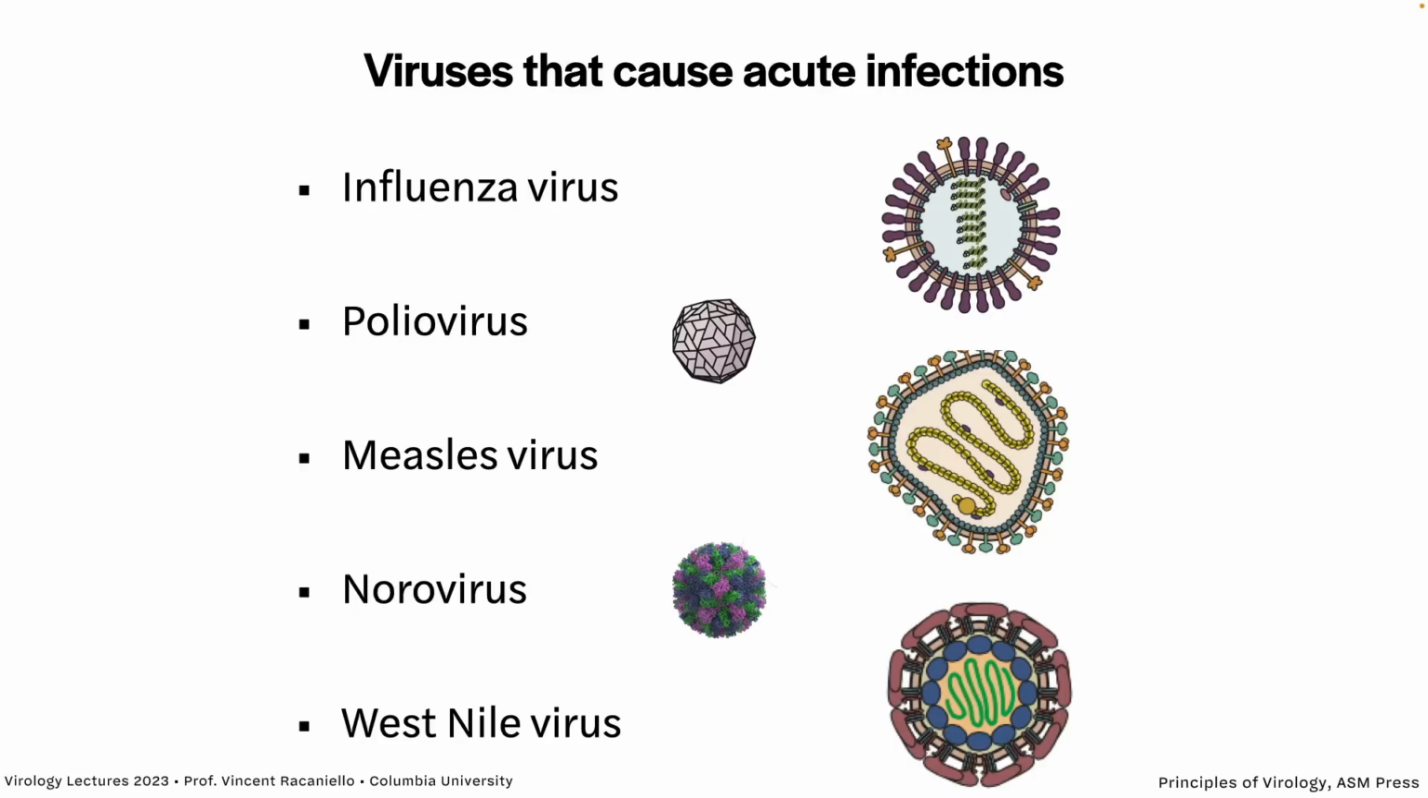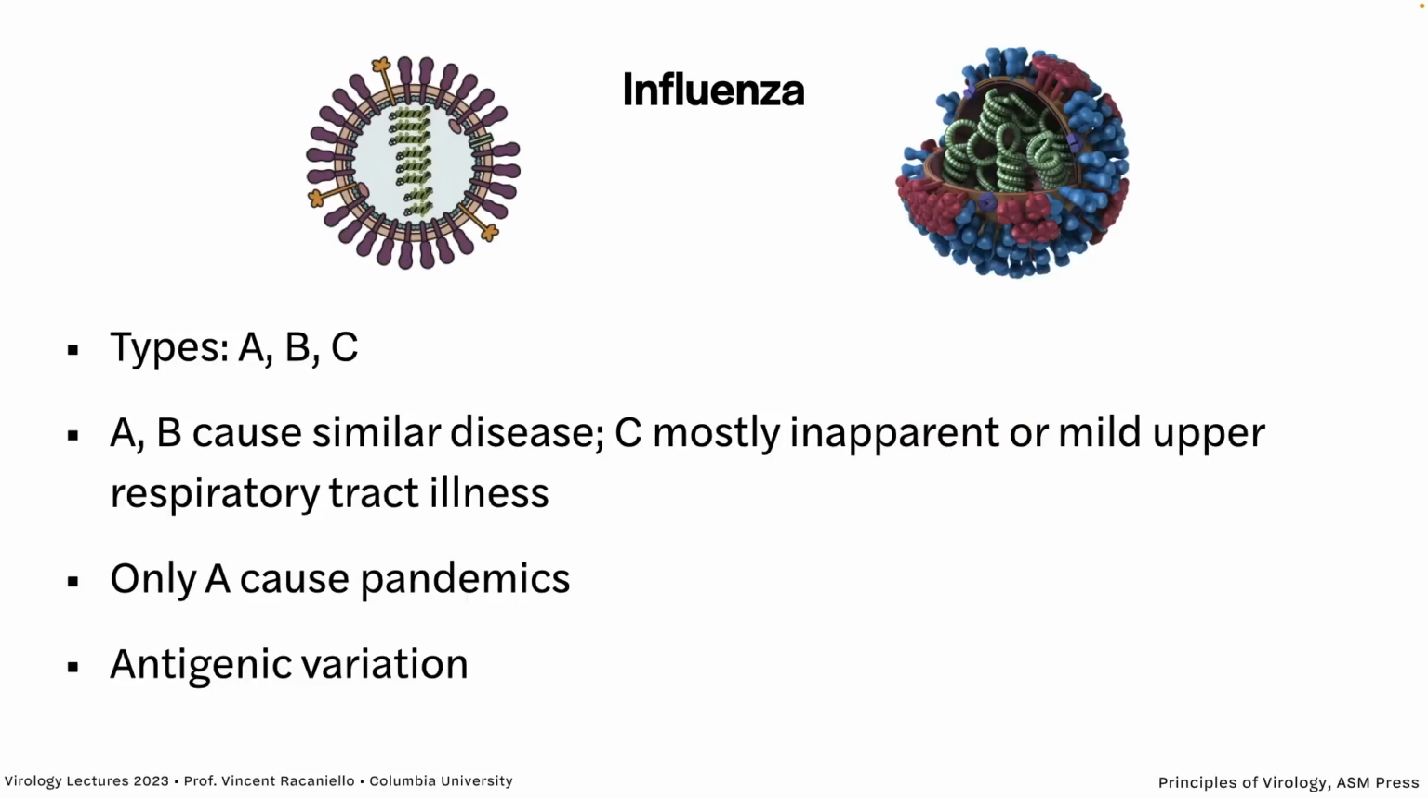So today we're going to talk about 5 viruses that cause acute infections. I don't have SARS-CoV-2 here. It also causes an acute infection, but that is going to be later in the course. We're going to have a separate lecture about 2 pandemics, HIV/AIDS and COVID-19, in one lecture. Today, influenza virus, poliovirus, measles virus, norovirus, and West Nile. Why did I pick these 5? Because they represent different modes of transmission. Influenza virus and measles virus are respiratory transmitted, poliovirus and norovirus fecal-oral, and West Nile by mosquitoes. And there are also different kinds of viruses as well.